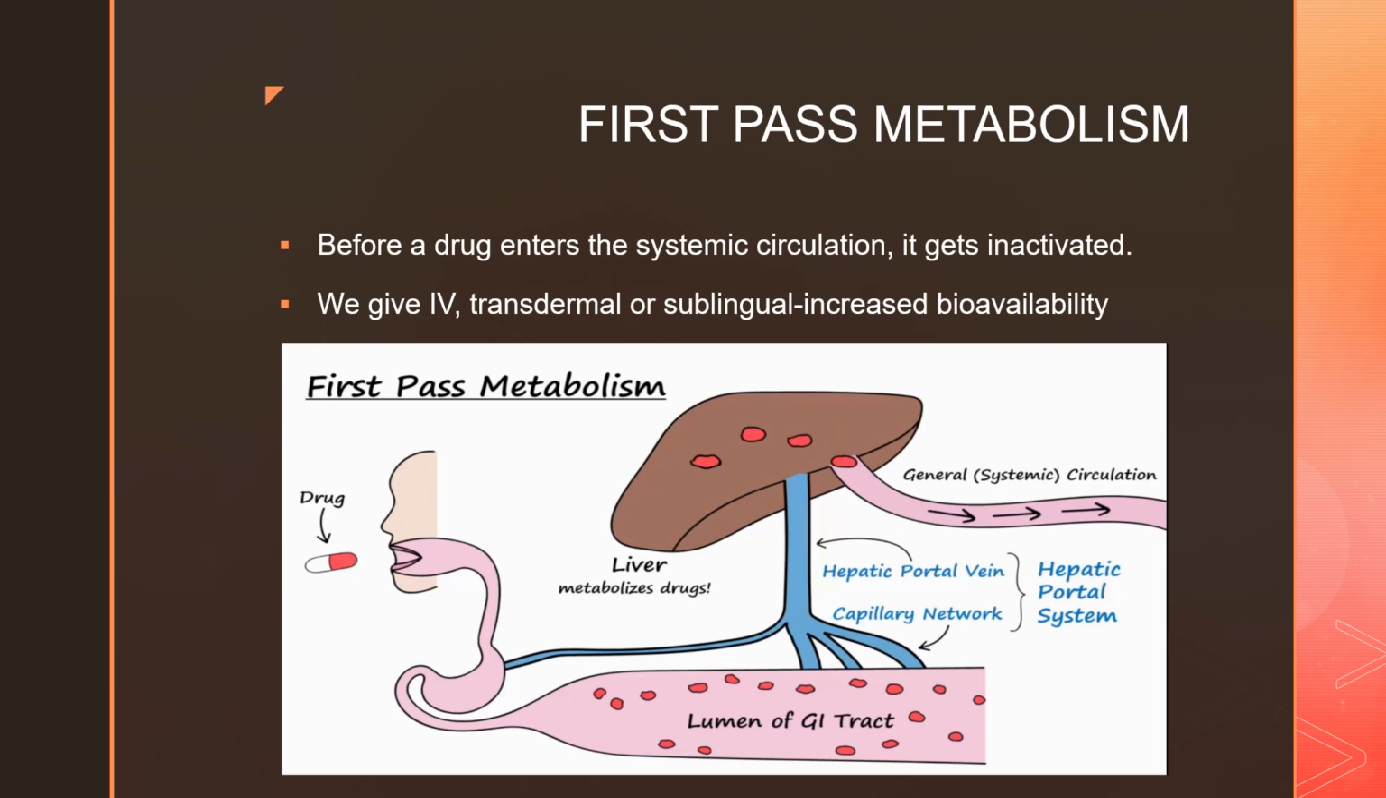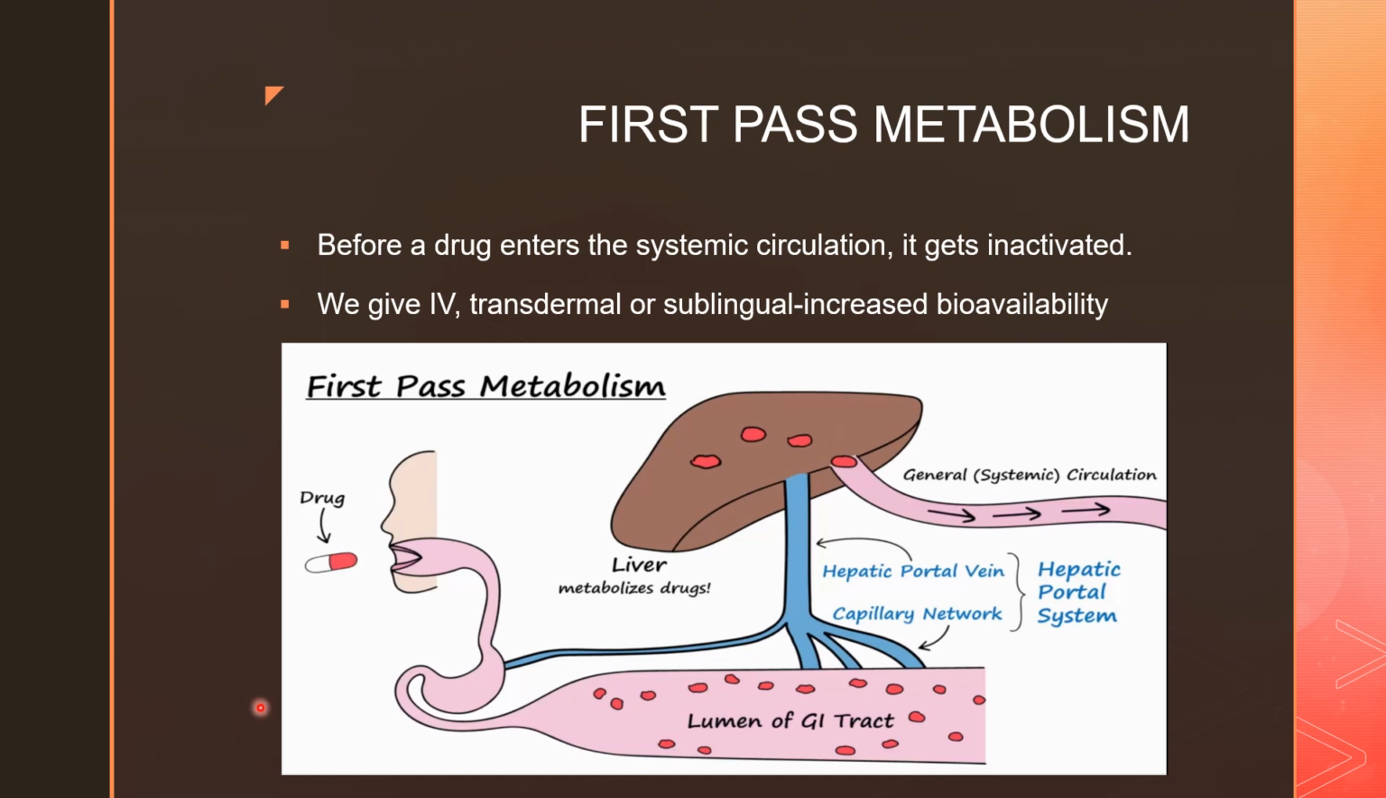Next is the first pass metabolism. Here this metabolism occurs before a drug enters the systemic circulation, and as soon as it enters the systemic circulation, it gets inactivated. Some of the routes of administration that would avoid first pass metabolism are IV, sublingual, and transdermal. Why? Because they have increased bioavailability.